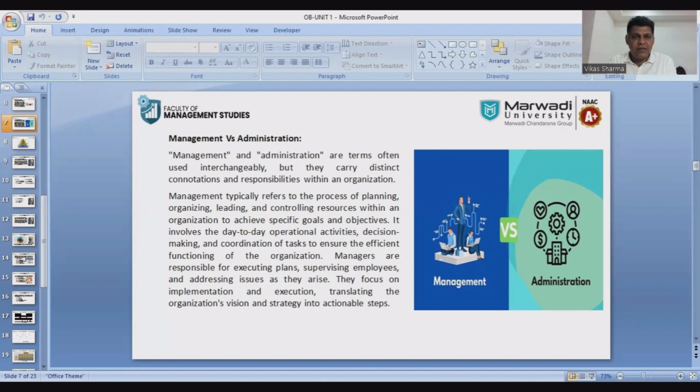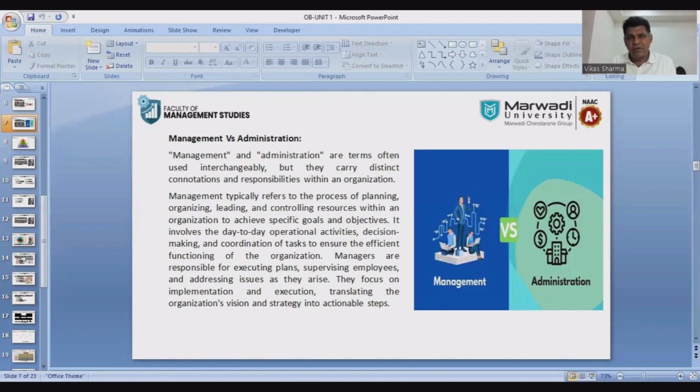You talk about sustainability. Increasing awareness of environmental and social responsibilities requires administrators to integrate sustainability into the organization's policies and objectives. Managers must implement these sustainability initiatives, balancing profitability with ethical and ecological considerations. So it is important. If you talk about the challenges, both are facing challenges, but there is a difference as far as functions are concerned.